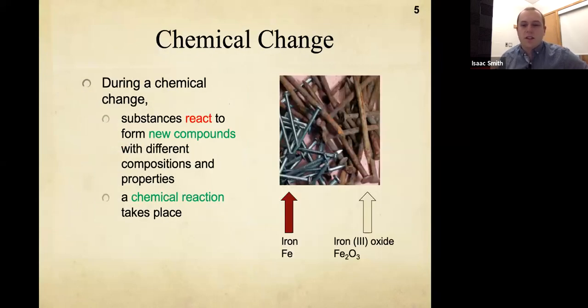Chemical changes are when the molecules themselves actually do change, right? In this example, you have these iron nails, and when they rust, the iron combines with oxygen to make a new molecule, which is iron oxide, okay? So you go from iron to iron oxide. This is a chemical change because you now have a new molecule being formed when rust forms. During a chemical change, substances react to form new compounds with different compositions and properties. And this would be a chemical reaction taking place, okay?